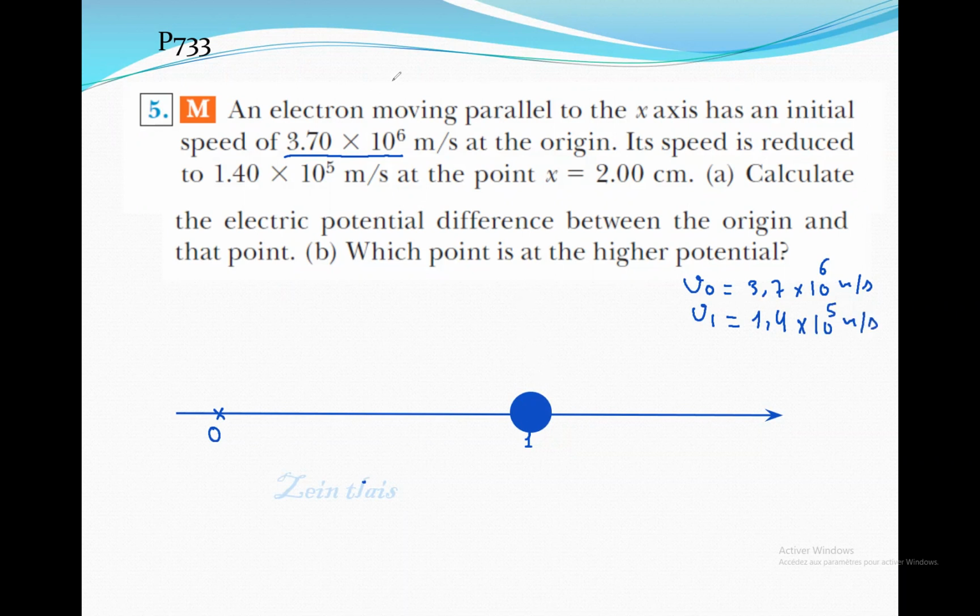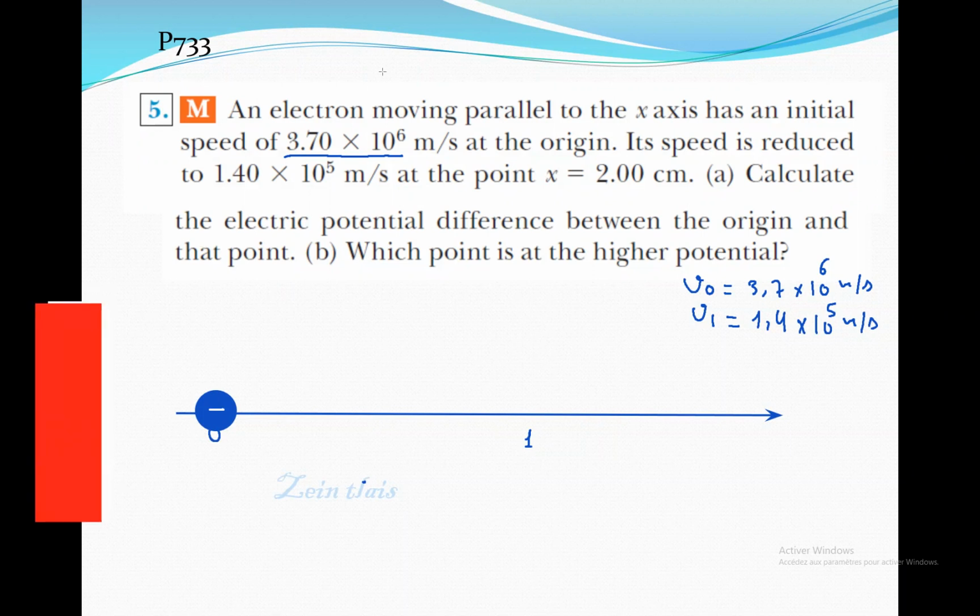Before that, let me explain a point. Here we have a negative charge. In order to move this charge from here to here, you must have an electric field. This charge cannot move alone. You have to understand this point. So let's say we have a negative plate here. In the case of a negative plate, the negative plate will push this negative charge away.